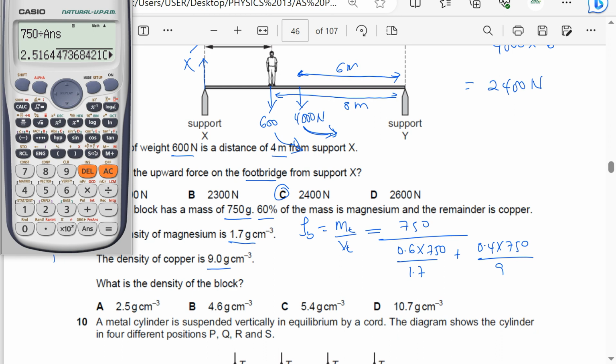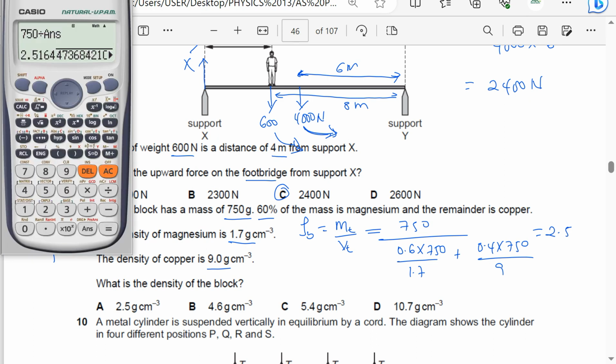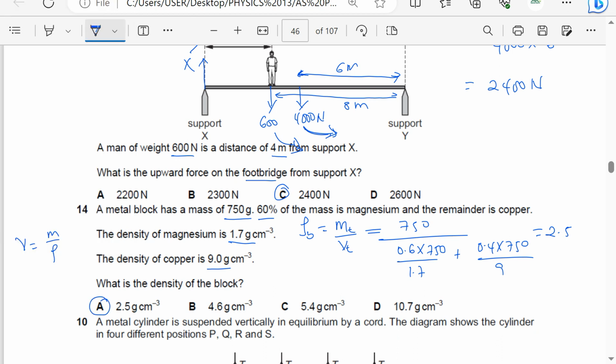So this is giving me 2.5. So the density here is 2.5, or 2.52 grams per centimeter cubed. So this makes the answer to be A. Note that I used the volume as mass over density in the denominator because I was finding total volume. This is the volume for magnesium plus the volume for copper to get total volume. Total mass was given as 750 for the block.